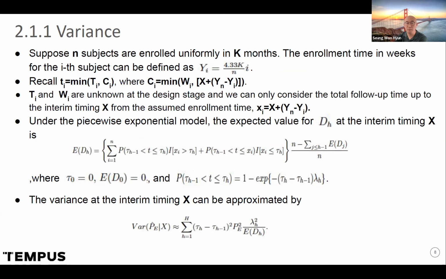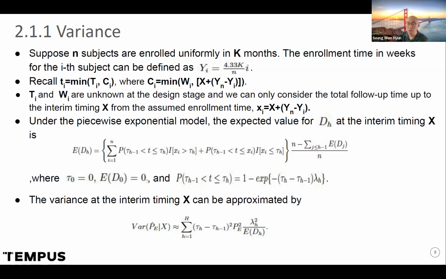Here is how we approximate the total number of events D sub H and the variance. We assume n subjects are enrolled uniformly in K months, and assume 1 month is 4.33 weeks. Then the enrollment time in weeks for the i-th subject is defined by the equation in the first bullet. Recall the exposure time for the i-th subject is small t i, which is the minimum of the time to event and the censoring time. The time to event and the withdrawal time for the i-th subject are again completely unknown at the design stage. The only piece of information we can expect at the design stage is the total follow-up time up to the interim timing. So instead of small t i, we are going to use small x i, the total follow-up time at the interim timing X. That is capital X plus y sub n minus y i.